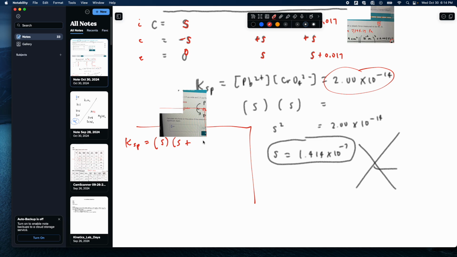What is going on with that? 0.017. What is going on with this? I'm really sorry. I must have something in my clipboard for this pen.